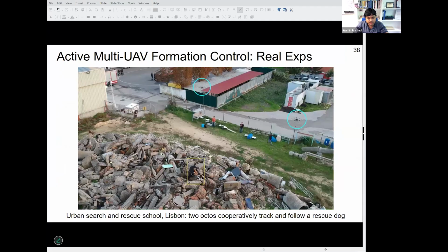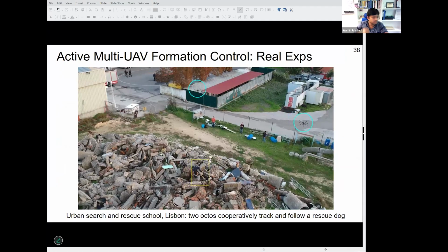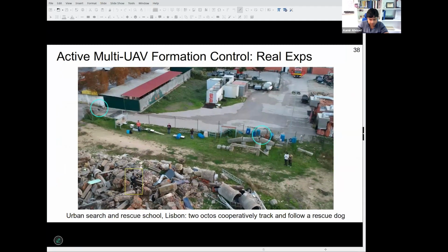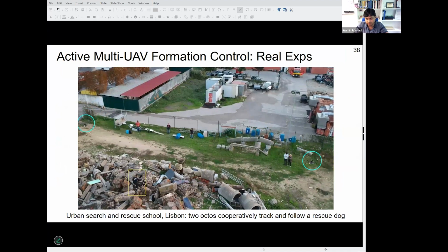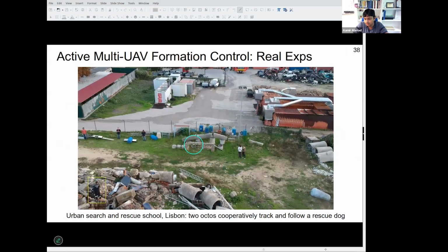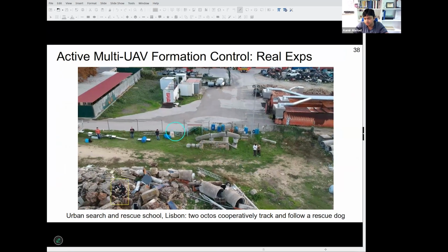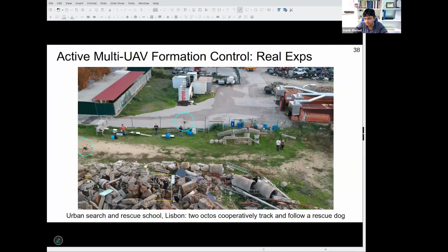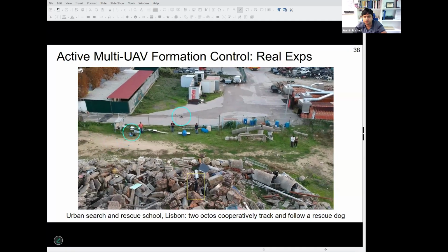So as a next step, what do we want to do? We want to go to an even more unstructured environment, like what you see in the picture here. So we went to Lisbon, to an Urban Search and Rescue School, where we had some collaborations during my PhD time.